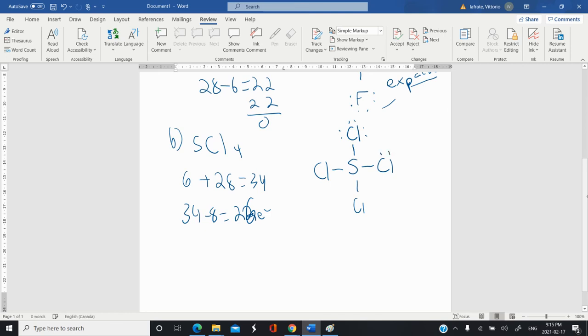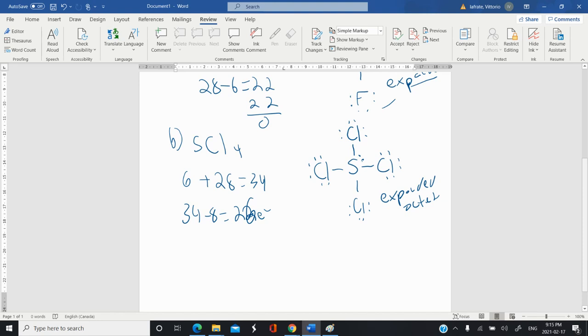So we can put our chlorines there like this. So our chlorines are all happy. We've done that. We placed 24 total so far because we have 6 times 4, 24. But we still have 2 more to place, so we can do that on our sulfur. And put them in as pairs there. And this is another example of an expanded octet. So we have another expanded octet in this example here.